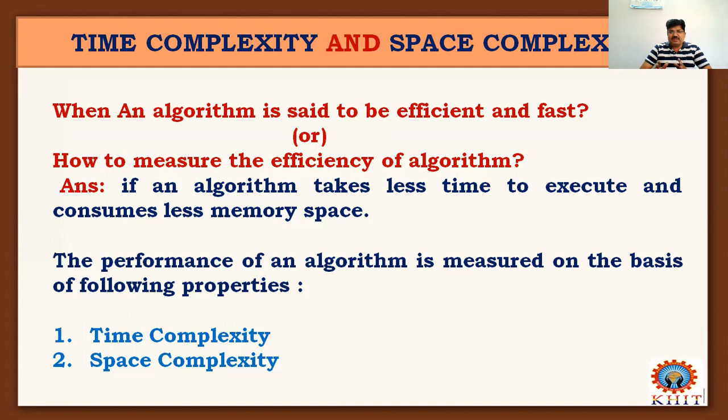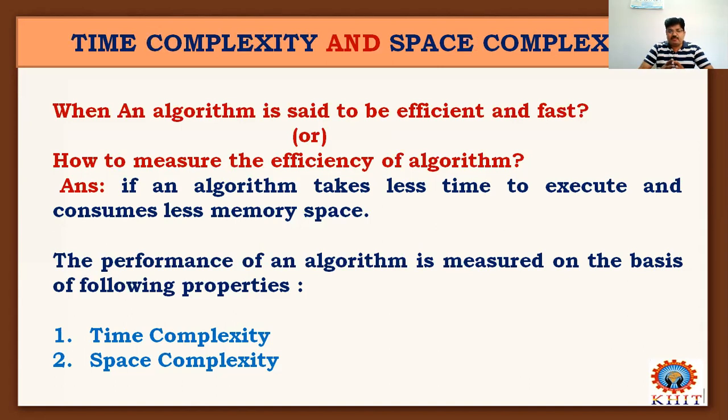Time complexity is the amount of time required to compile and execute a particular algorithm. So the time complexity of an algorithm is equal to the compile time of the algorithm plus the run time of the algorithm. If you add both the compile time and run time of an algorithm, you will get the total time complexity of the given algorithm.